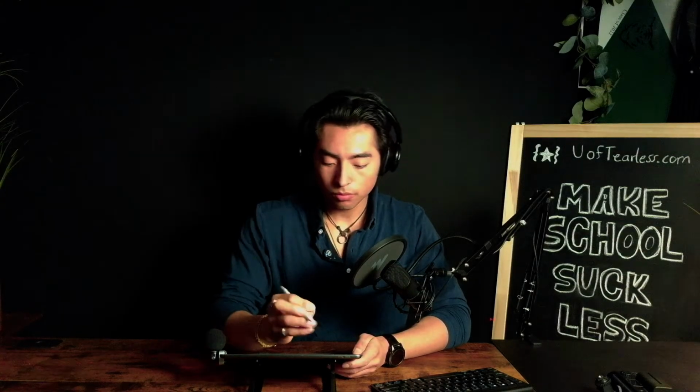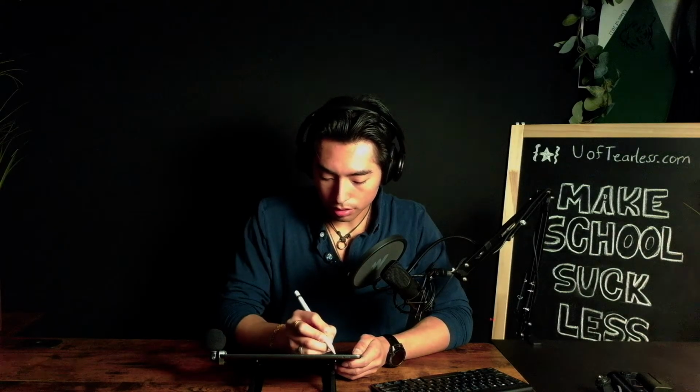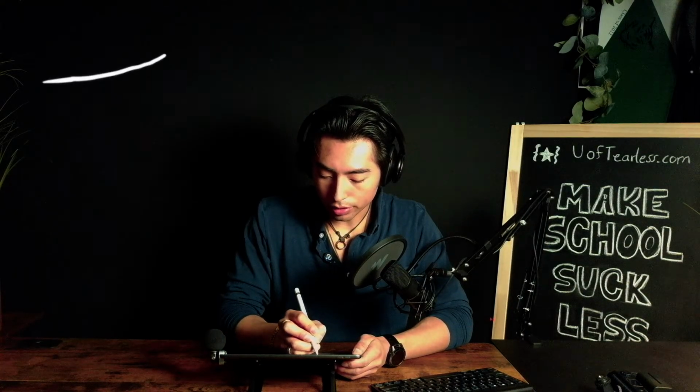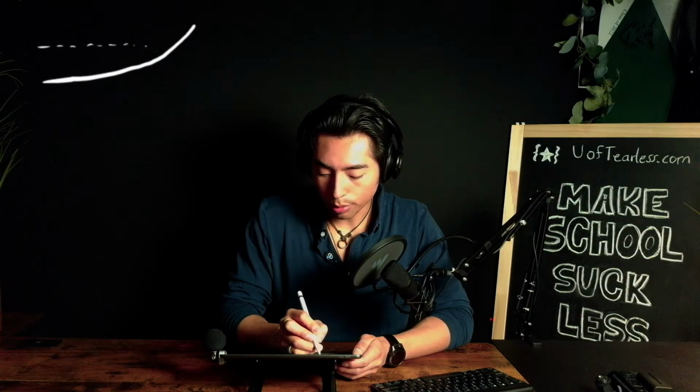So for attention, imagine your attention is like this. For any assignment, you're going to have, oh, that's not working. Okay, there we go. A graph that looks like this, and this is the importance line. This is the line of importance.